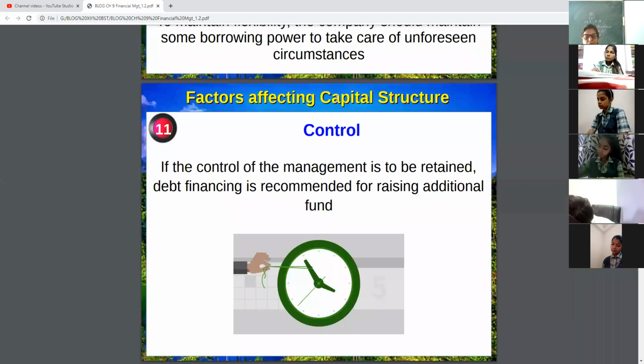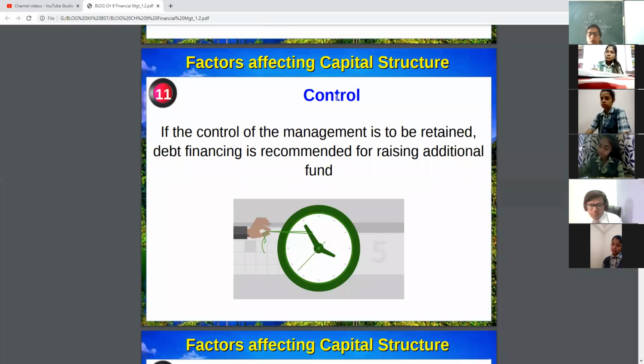Now the last one, control. These points are similar in the financing decision, investing decision, and even in the dividend decision, that is control. If the company wants complete control, debt financing is to be recommended for raising additional funds only. In that case, the control will remain in the hands of the company, because debenture holders don't have the power to attend the meetings, they don't interfere in the workings of the company.